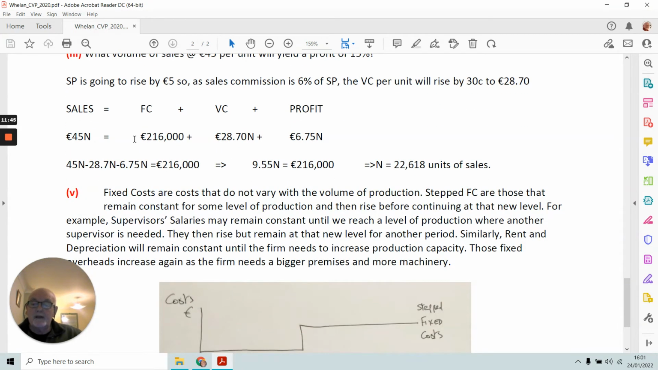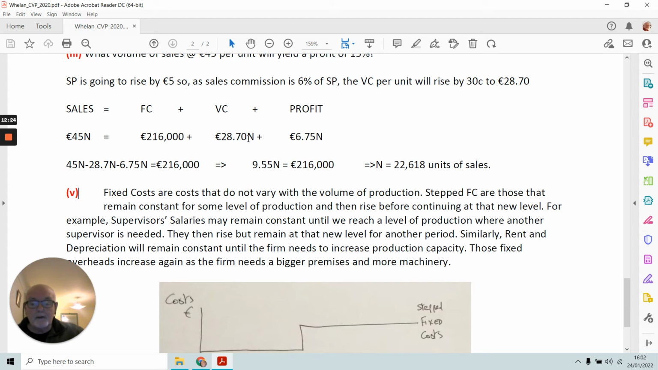Remind ourselves that sales is made up of the fixed costs plus all our variable costs plus our profit. Putting in as many of the figures as we can. We don't know the volume or the quantity of sales, so let's call it N, for example, or X, or whatever you like. So €45 per unit multiplied by the number of units N, that's our sales now, can be broken down into fixed costs. We know our fixed costs, €216,000, multiplied or plus our variable costs.